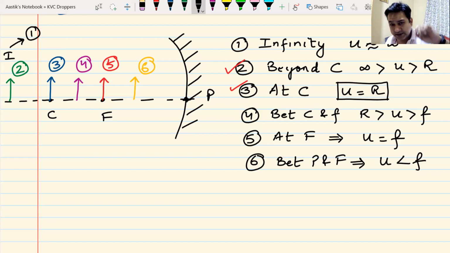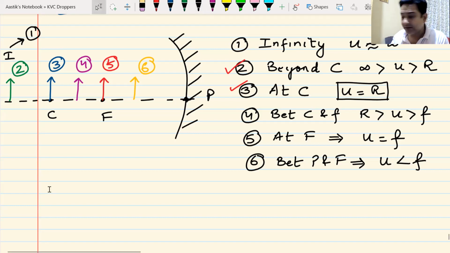And if we understand it, we will be able to say, just looking at where the object is placed, what type of image will be formed, and that will solve almost 98-99% of the questions that can be asked in this topic of reflection by concave mirrors. Similarly, we will do it for convex mirror also. Concave and convex mirror, this is how you are going to solve it case by case. Do we understand this?